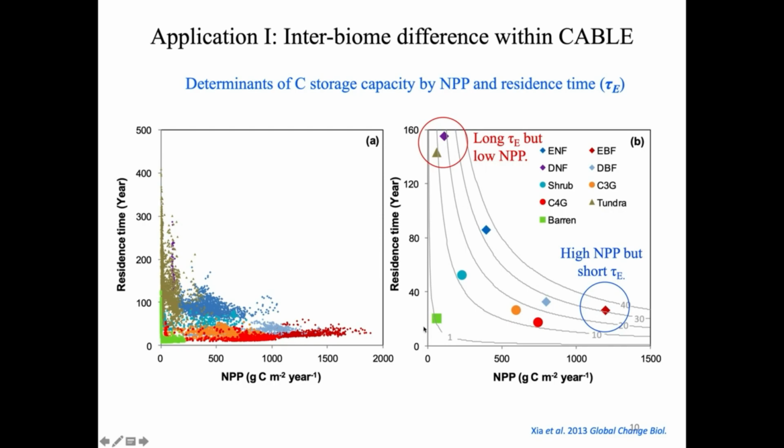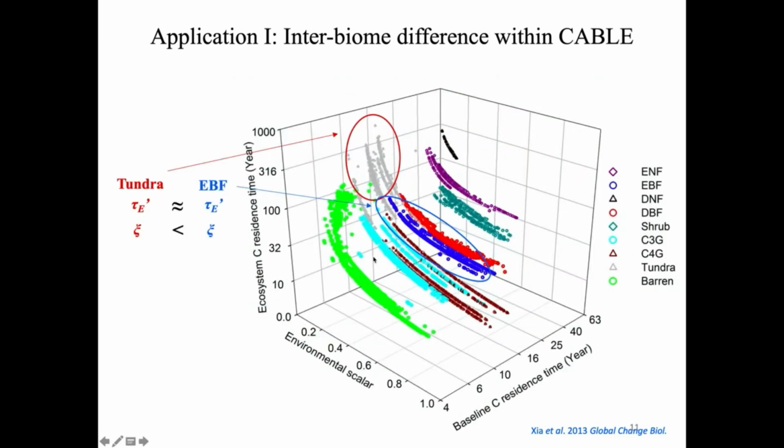carbon residence time. We further decompose the ecosystem carbon residence time into the baseline carbon residence time and the environmental scalars. As shown in this figure, the tundra and the evergreen broadleaf forests have similar baseline carbon residence time, but the environmental scalars are much smaller in tundra than in evergreen broadleaf forests. The smaller environmental scalars mean stronger environmental limitations on the decomposition rates of organic carbon.